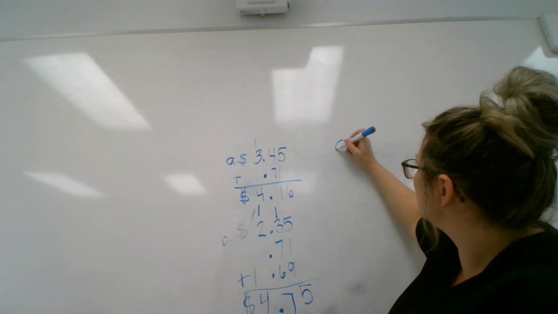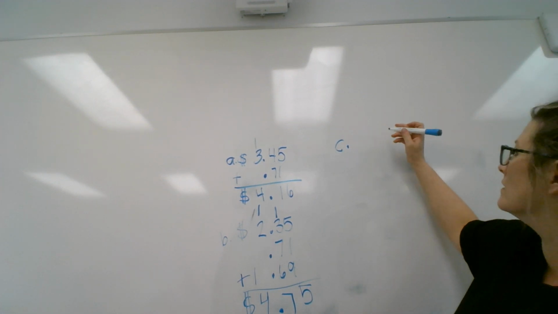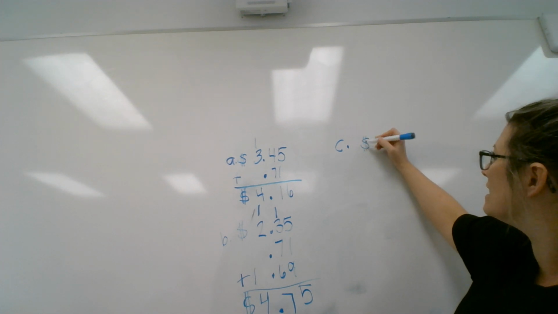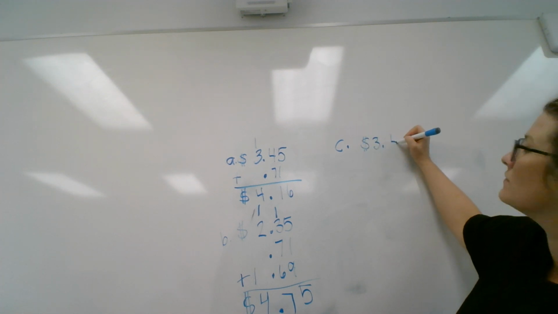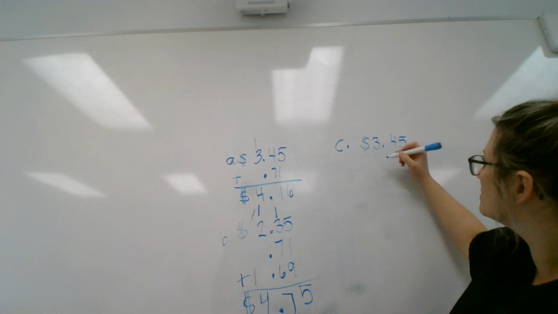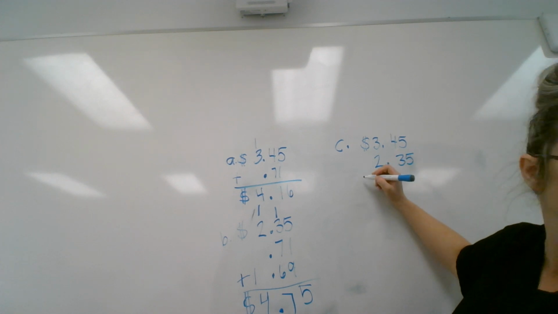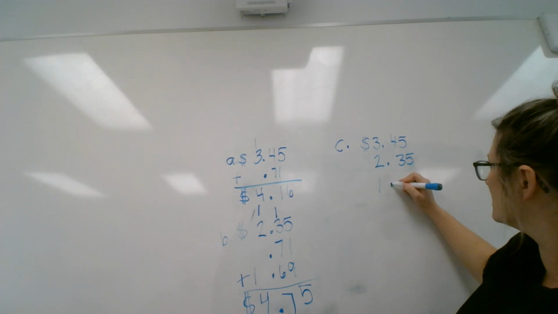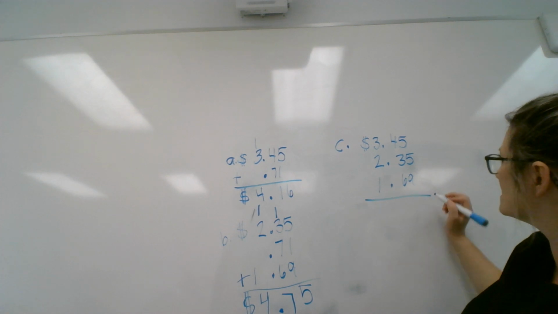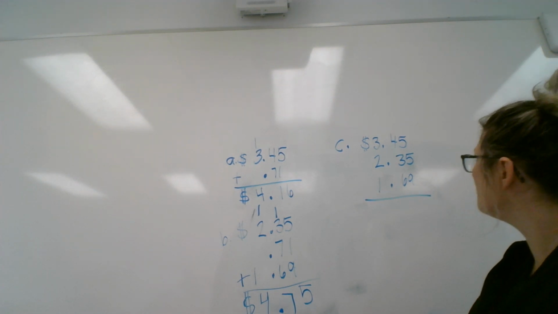Person C. They buy items 1, 2, and 4. So item 1 was $3.45. 1, 2, and 4. 2 is $2.35, and 4 was $1.69. Make sure that your decimal points are all lined up.